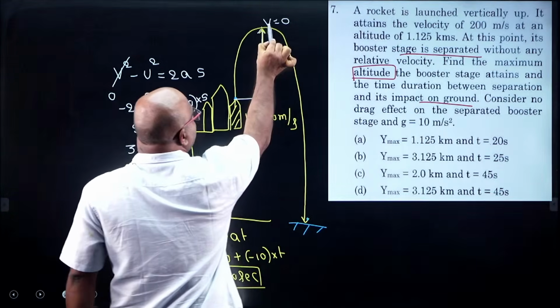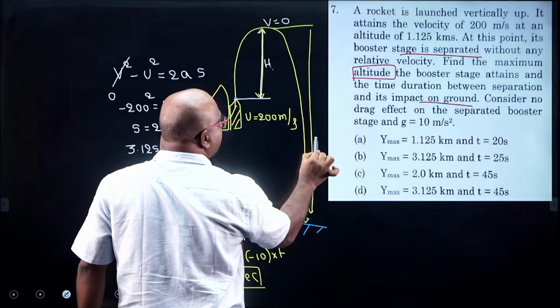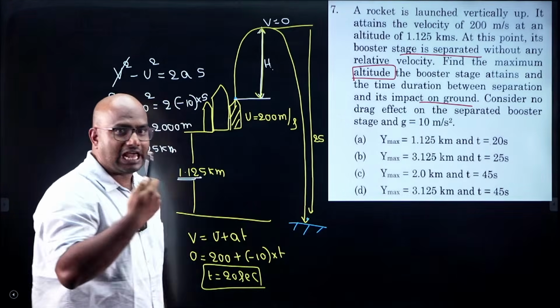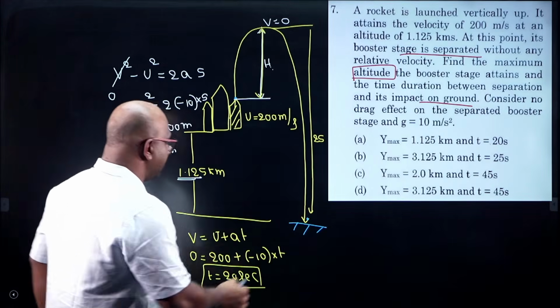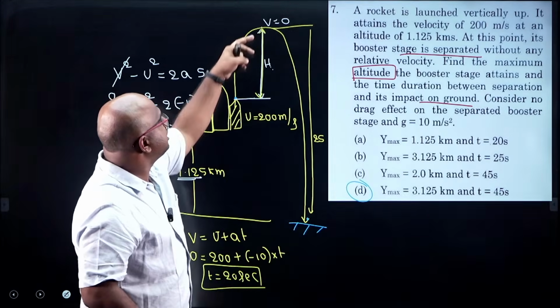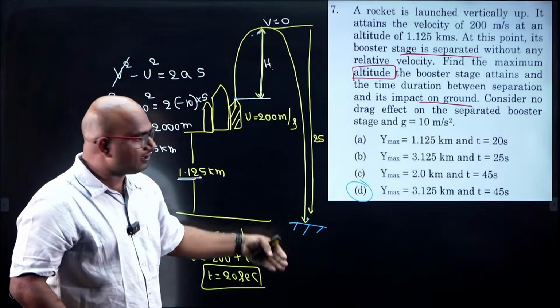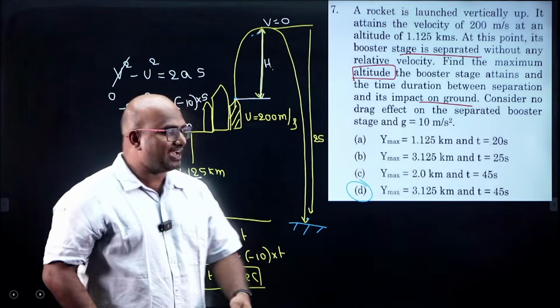If you want, you can verify. From here to here, you will get 25 seconds, guys. If you want to verify with the help of the same SUVAT equations, you can. The right answer here is option D, because from here to here is 20, this should be more than 20 definitely, guys. So the answer should be option D.